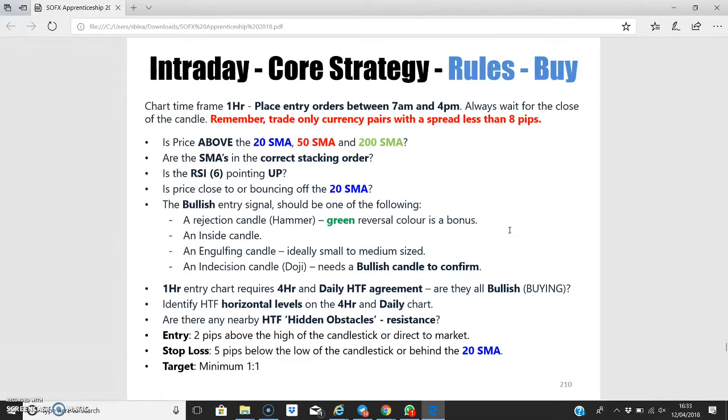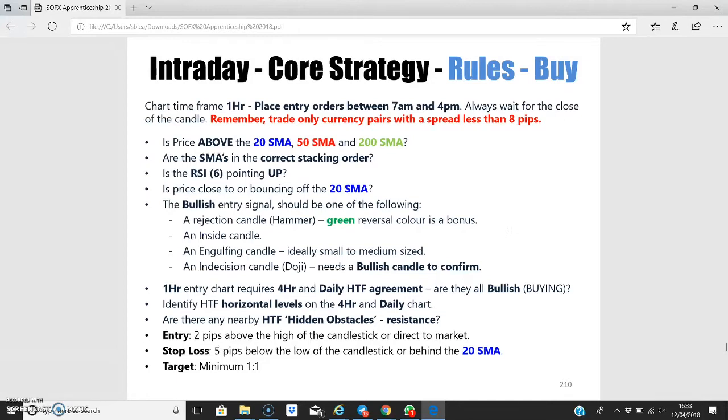Core strategy rules for a buy. Chart time frame 1 hour. Place entry orders between 7 a.m. and 4 p.m. Always wait for the close of the candle. And remember, trade only currency pairs with a spread less than 8 pips.